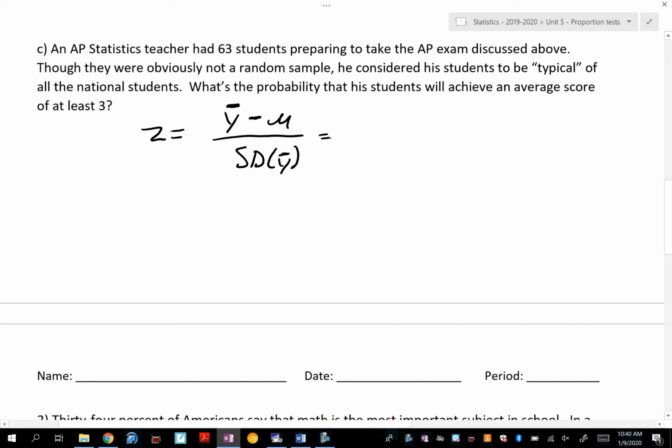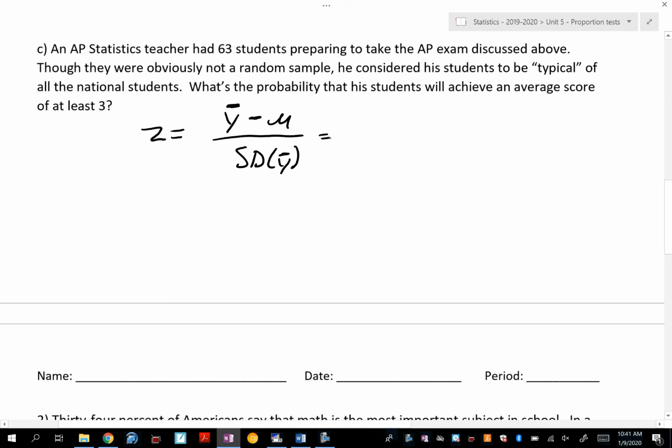All right. I know it's been a few months. Y bar is the sample mean. All right, so the average score from these 63 students. All right, mu is the average score for the population, so all the students, which we just calculated.